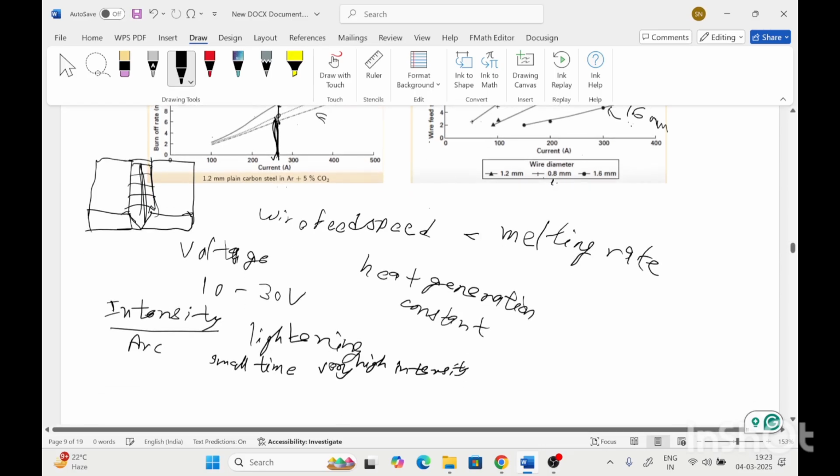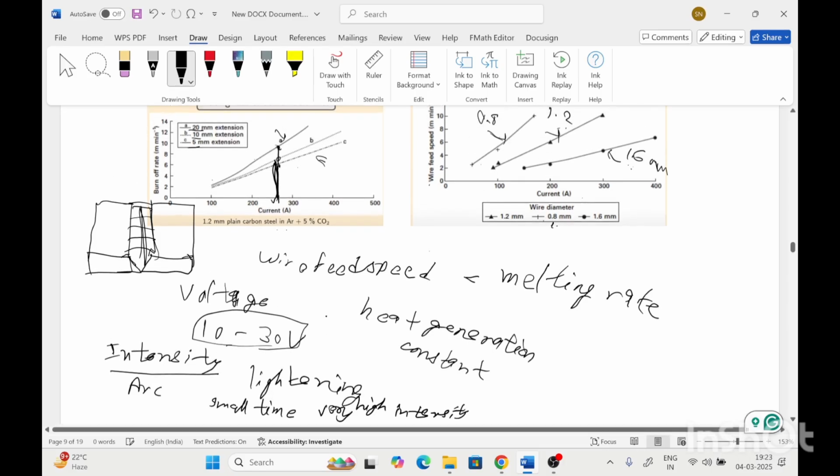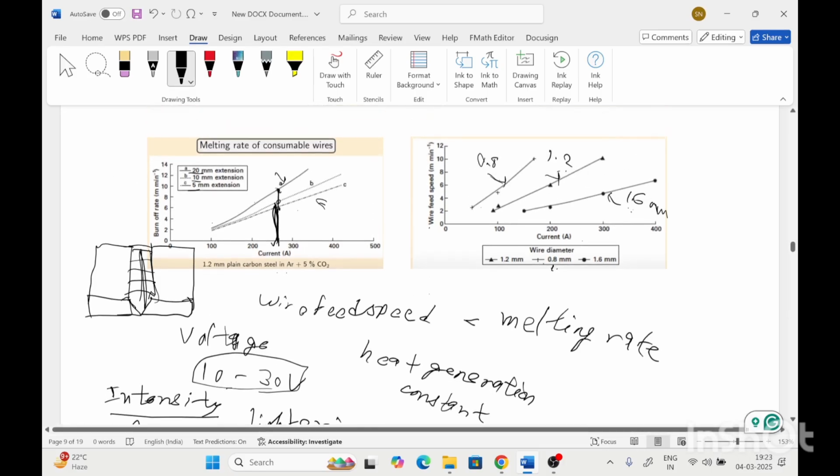We use a voltage in the range of 10 to 30, and the current can increase according to the heat requirement.